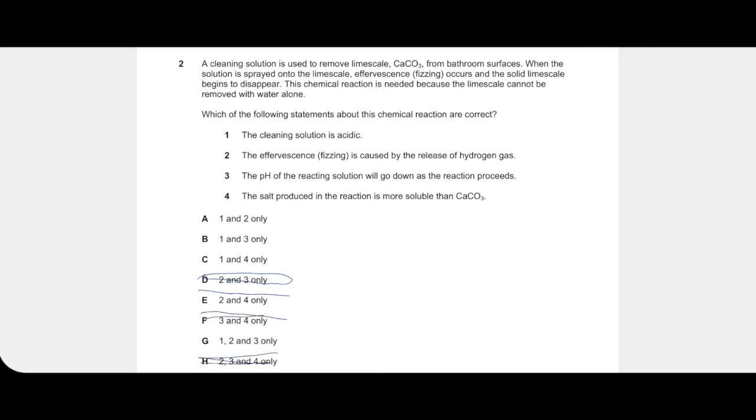Moving on to statement number 2, the effervescence, fizzing, is caused by the release of hydrogen gas. This statement is incorrect because when calcium carbonate reacts with an acid, it produces a calcium salt, carbon dioxide gas, and water. It doesn't produce hydrogen gas. So anything with statement number 2 is incorrect.